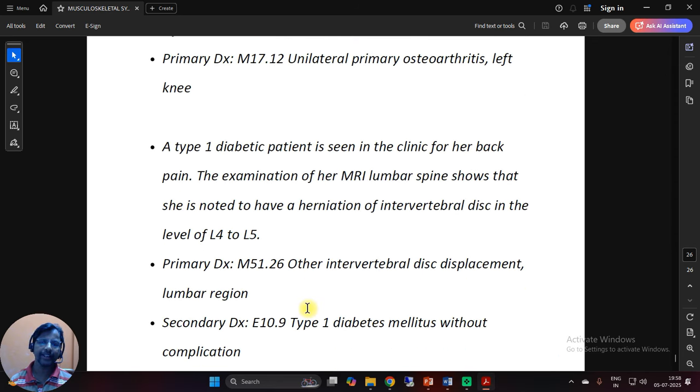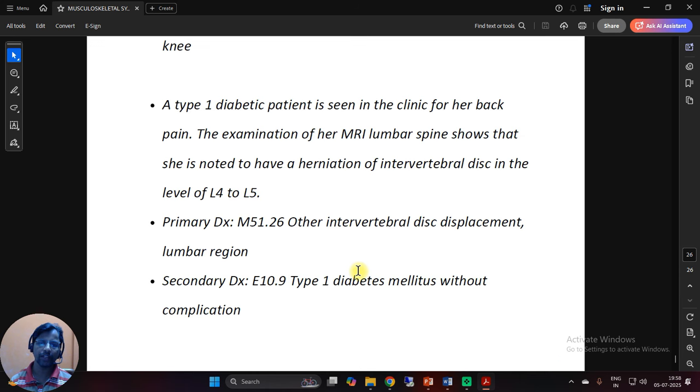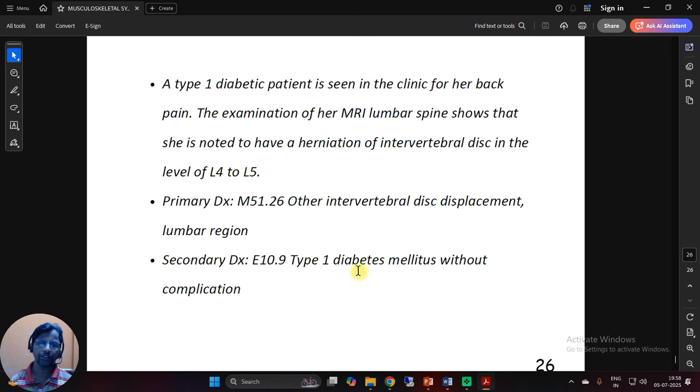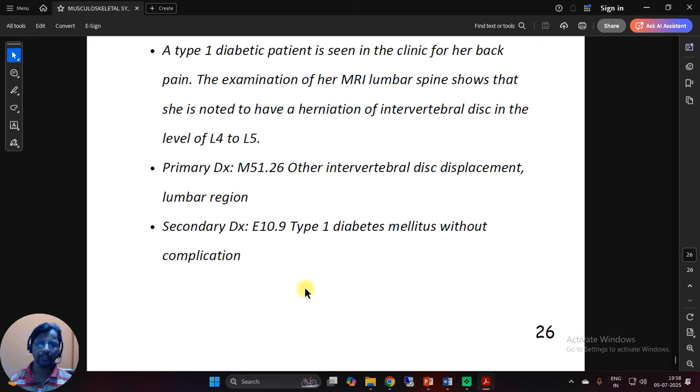A type 1 diabetic patient is seen in the clinic for her back pain. The examination of her MRI lumbar spine shows that she is noted to have herniation of intervertebral disc at the level of L4 to L5. How do you code this one? Primary diagnosis will be M51.26, other intervertebral disc displacement, lumbar region, and as secondary code we need to use type 1 diabetes mellitus.